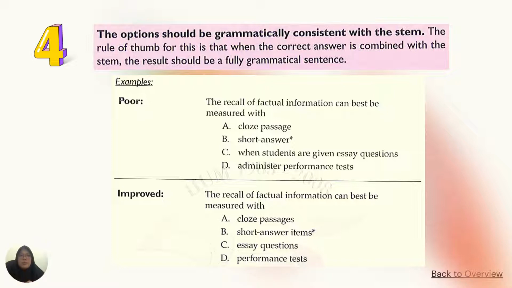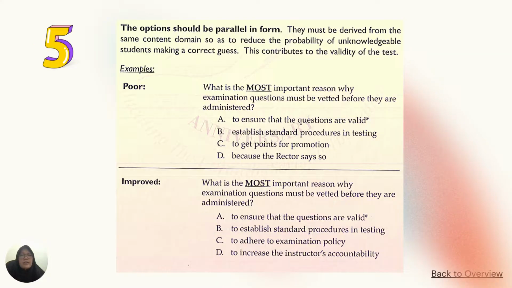For example, a poor item would be: the recall of factual information can best be measured with closed passage, short answer; when students are given essay questions, administered performance test. These options are not consistent with the stem. To improve it: the recall of factual information can best be measured with closed passages, short answer items, essay questions, as well as performance tests. So it is improved.